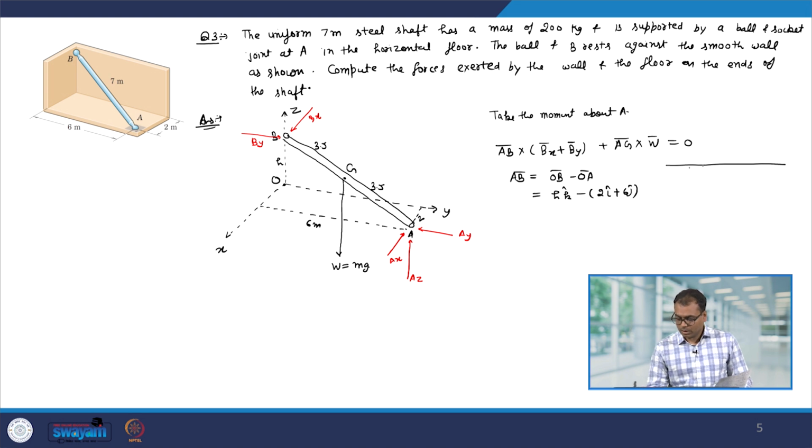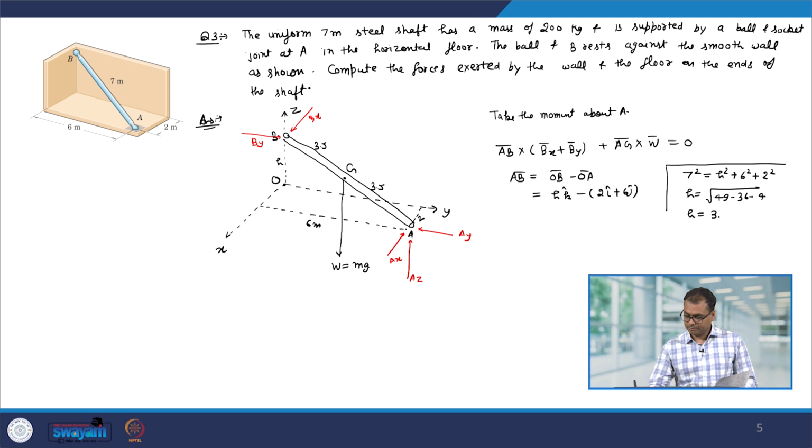Now, let us first find out how much is H. We can see from the geometry that 7 square equals H square plus 6 square plus 2 square, or H will be square root of 49 minus 36 minus 4, or H will be 3 meter. Therefore, AB will be minus 2i minus 6j plus 3k, and you can see that AG is nothing but AB by 2.